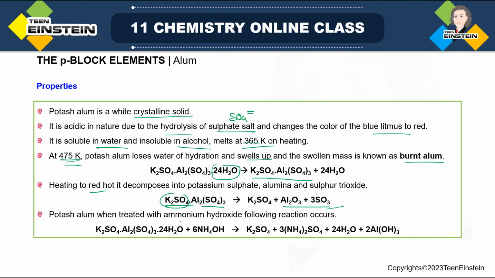Now another reaction, how it reacts with ammonium hydroxide. When you treat potash alum with ammonium hydroxide, K2SO4 is removed and we get ammonium sulfate salt. A new sulfate salt we are getting, the 24 water is removed, and the fate of aluminium is that it becomes aluminium hydroxide. Okay.